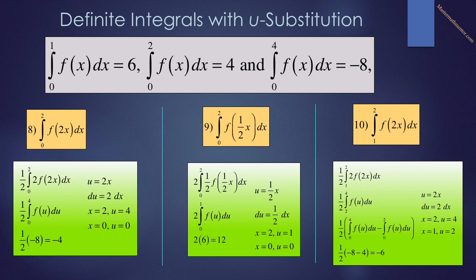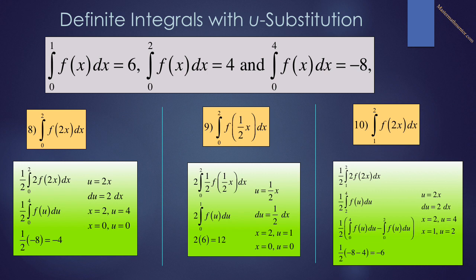In number 9, we're asked the integral from 0 to 2 of f of 1/2 x dx. We let u equal 1/2 x and du is equal to 1/2 dx. So we put a 1/2 on the inside and a 2 on the outside. And this becomes 2 integral of f of u du. Changing the limits, if x equals 0, u equals 0. If x equals 2, u is equal to 1. So we have 2, the integral from 0 to 1 of f of u du. That integral is 6, and therefore 2 times 6 is equal to 12.